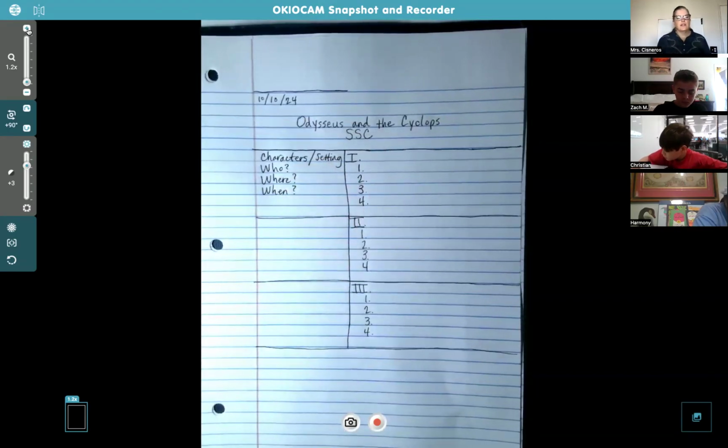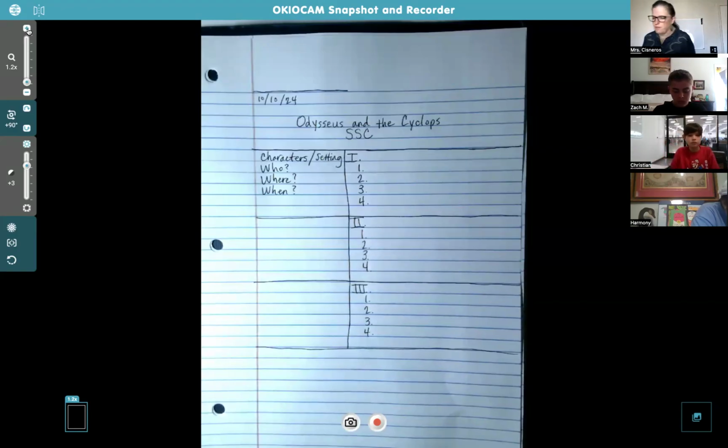So who obviously tells us about the characters. Where and when gives us information about the setting. It's really important to start a story that way because it kind of sets that in your head. It gives you an image of the characters and the setting, and it just helps the story flow better if you start off by introducing them.